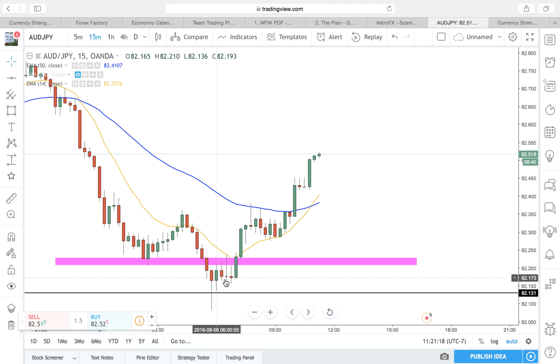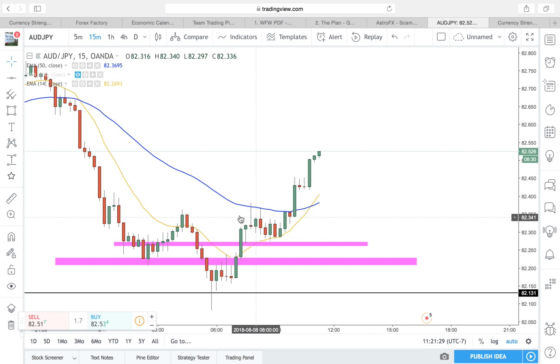We rejected here. We broke structure. We broke the structure here, right? Look. Price broke. We failed to break here. We haven't broken here yet, right? We haven't broken structure here, but we broke this whole structure. So we broke the structure and we retested the structure. Now we made a new higher low.